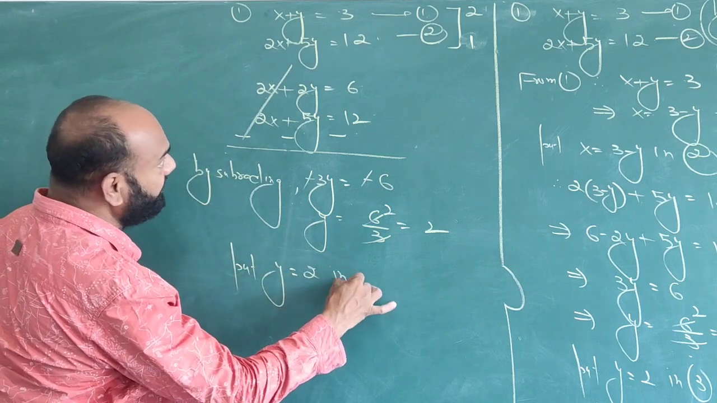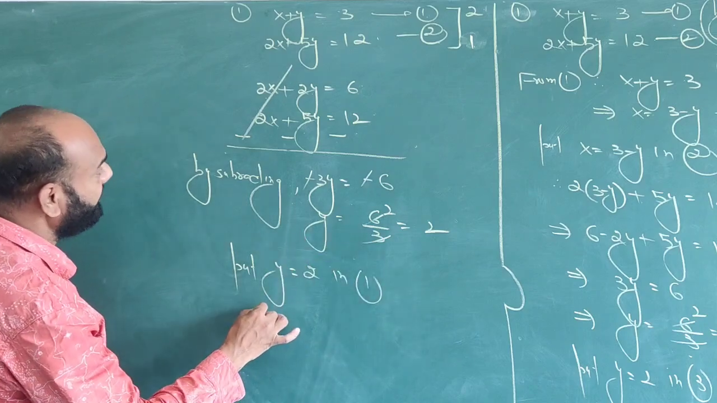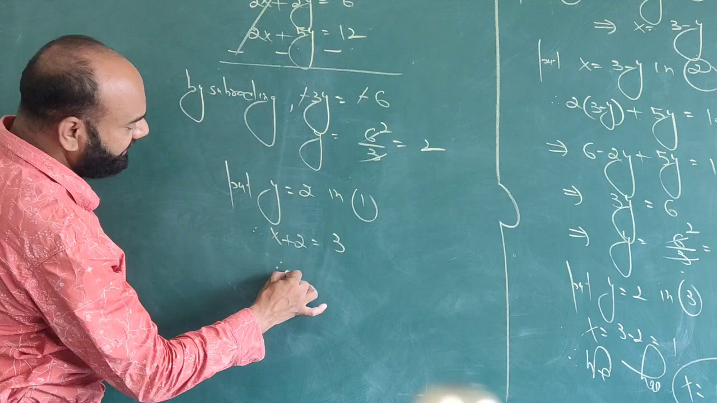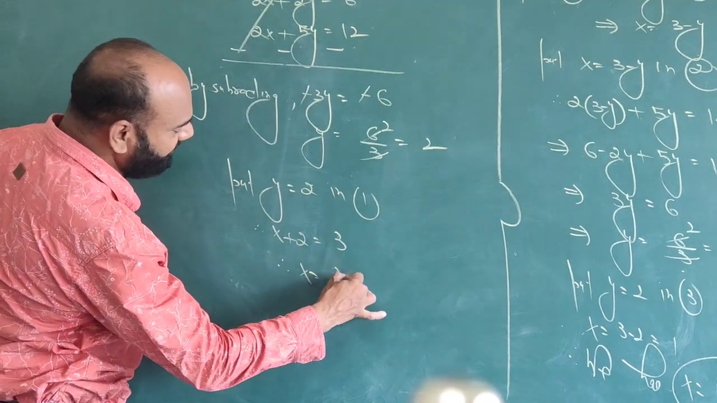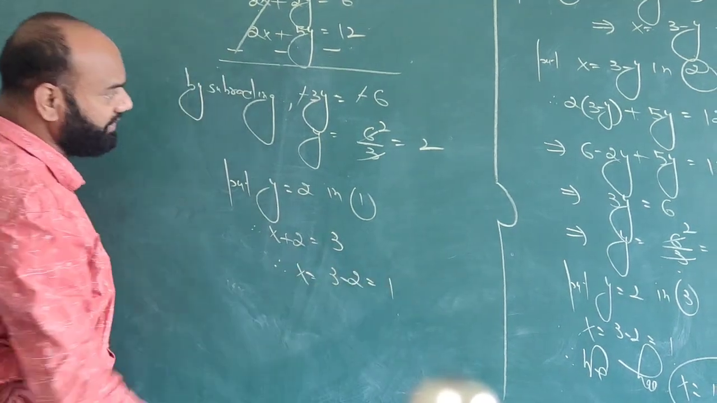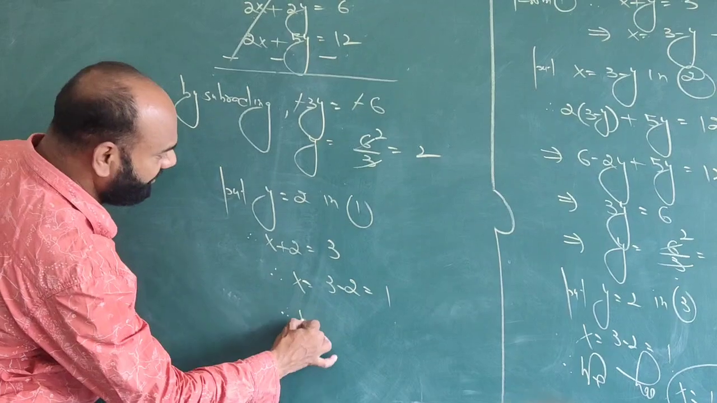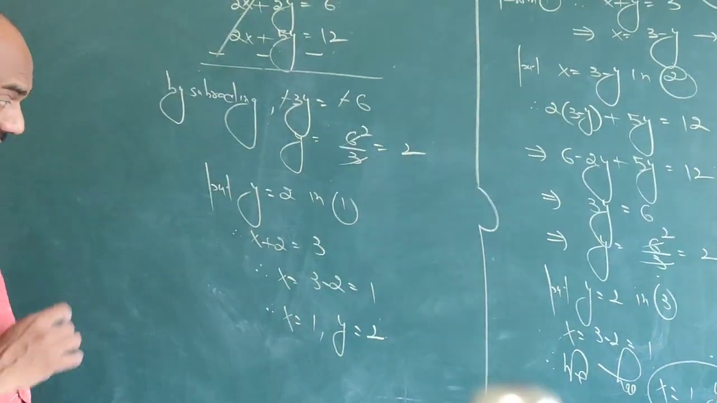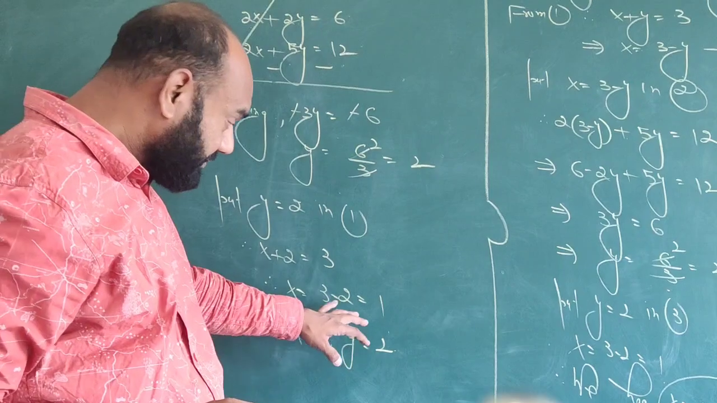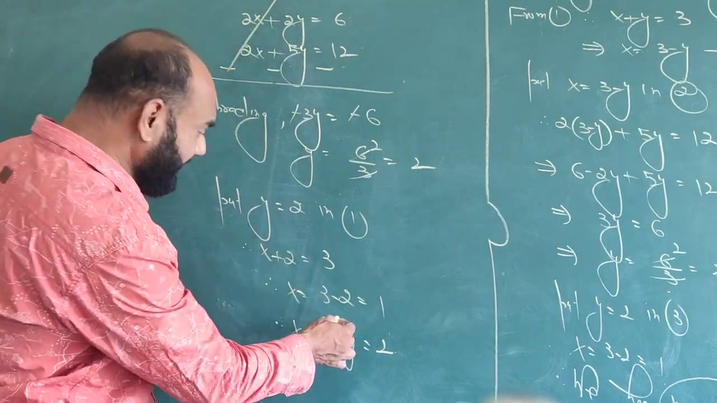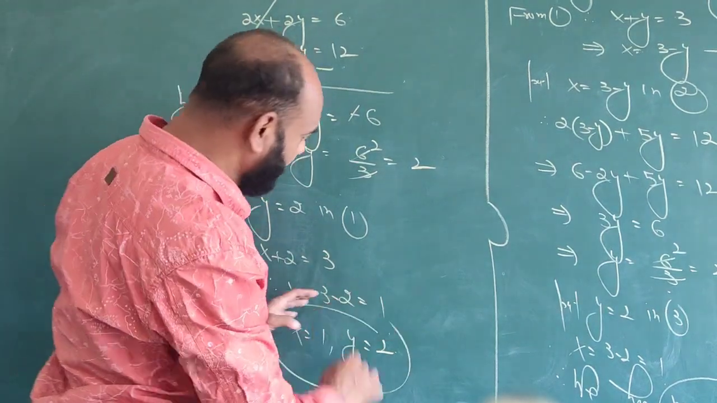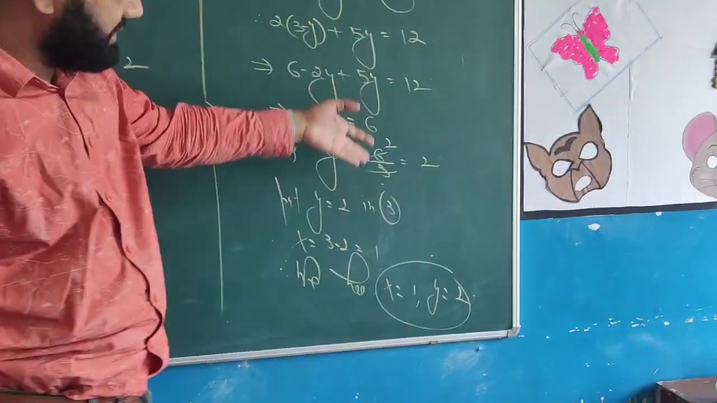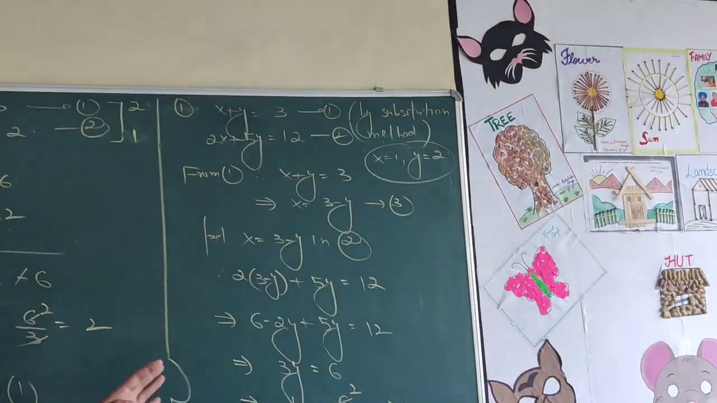Put y equal to 2 in equation number 1. Therefore x plus 2 is equal to 3. Therefore x is equal to 3 minus 2, and 3 minus 2 equals 1. Therefore x equals 1 and y equals 2. And we check here that the value of x and y is the same as what we found from the substitution method as well as the graphical method.